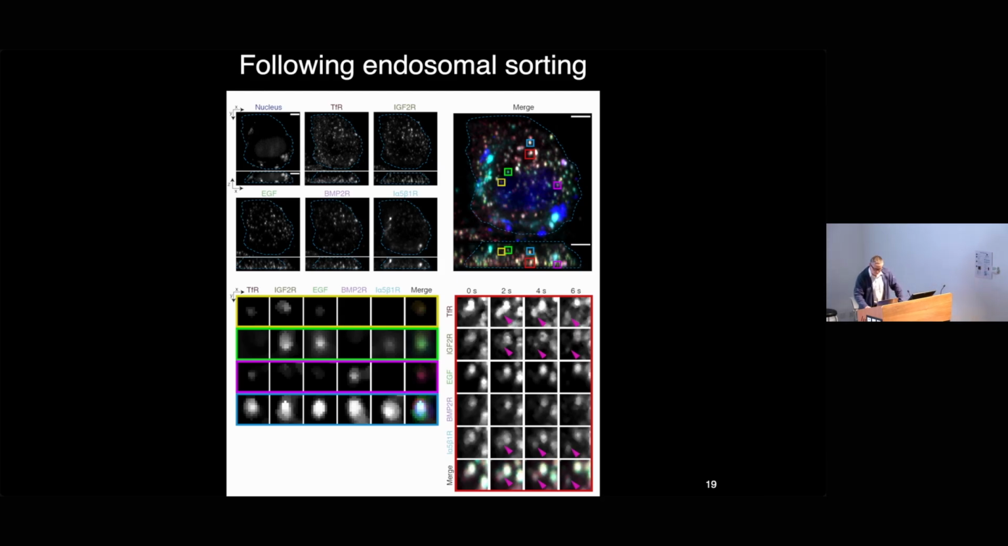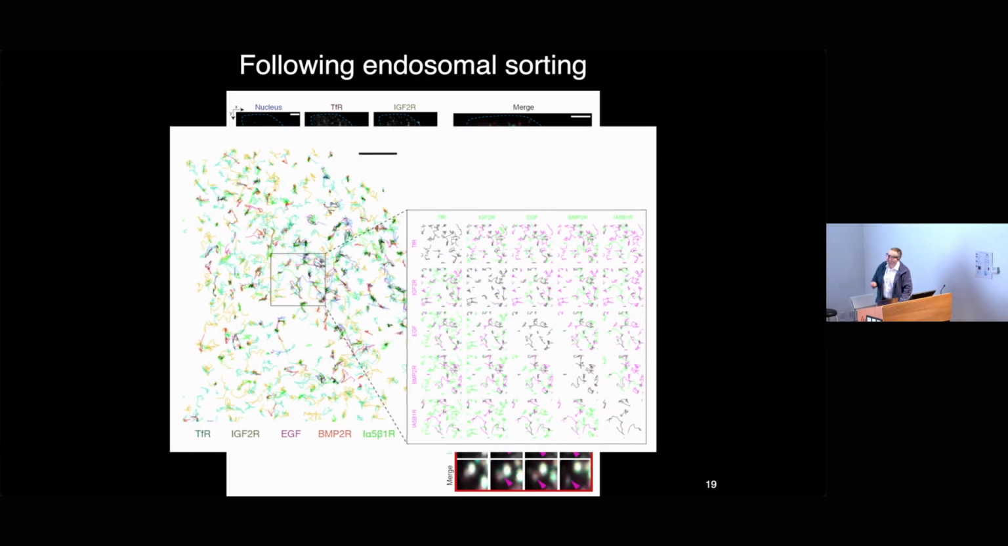And then, because it's a movie, we can also track the particles to find out where these different cargo go. At the moment, this is done semi-manually, and we're very interested in automating this all. This is proving to be extremely difficult, so if anybody has any suggestions, please let me know. But the end goal is to be able to follow every cargo that gets internalized, see where it ends up, and see how these mix within the cell.